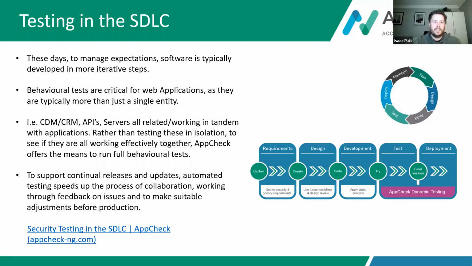But the advantage behind all of this is AppCheck can test a good wide array of your IT estate, whether that be externally facing targets or internal. When we look at APIs, servers and hosts that support applications, as well as data that gets passed across those APIs and so on, we want to test in a behavioral way. We don't necessarily want to test these things in isolation, as that could have its own risk and also potentially miss things. So we want to test everything in tandem with each other.